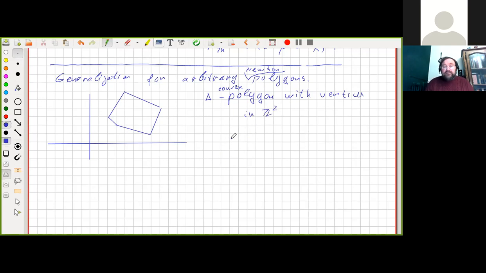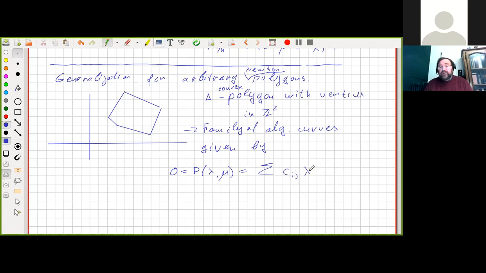And for this polygon, we can associate a family of algebraic curves given by a polynomial equation, P of lambda mu equals zero, which is a sum over C_ij, where C_ij are some coefficients, times lambda to the i, mu to the j. And I suppose that it's actually a Laurent polynomial, so i and j can be in the negative part too. It's not necessarily the positive octant. So ij belongs to this Delta. For any choice of the coefficients, I have a curve.